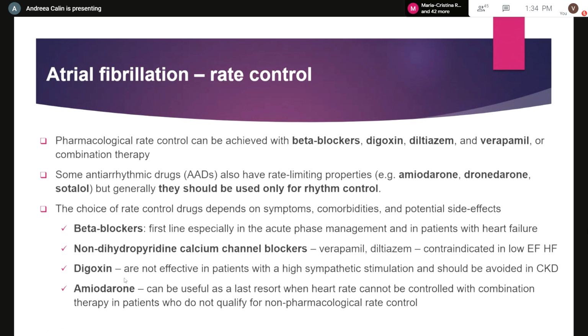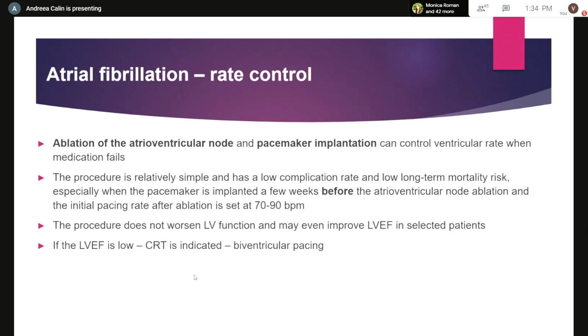And amiodarone can be useful as a last resort when heart rate cannot be controlled with other combination therapy, because in the long term, it may have pro-arrhythmic risk and risk related to other side effects that can be dangerous for the patient. And in the end, if we cannot control the ventricular rate, we can ablate the atrioventricular node. We can perform ablation and then pacemaker implantation. And the procedure is simple and has a low complication rate.